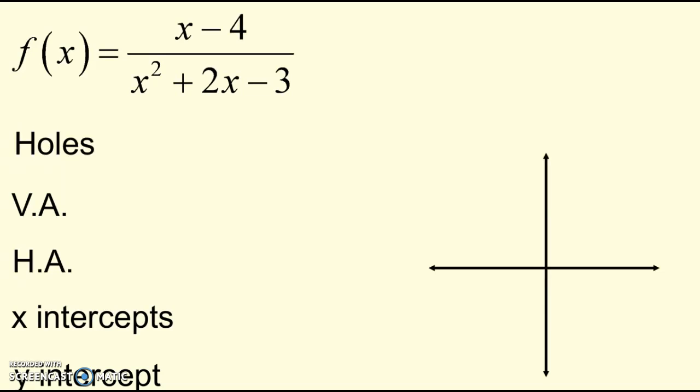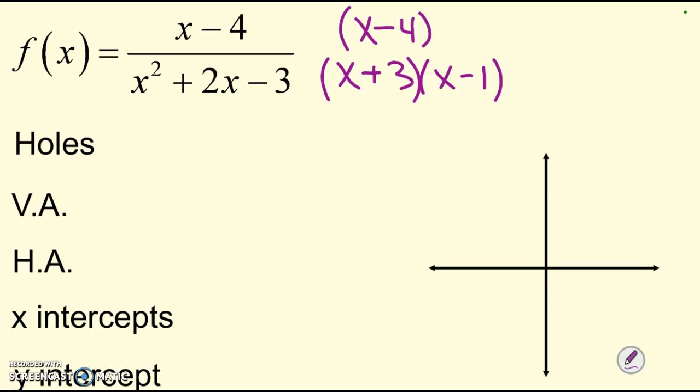Okay, one more example. This one's a little different. This one turns out to be a little different. We factor the denominator. We have x plus 3, x minus 1 over x minus 4. Okay, any holes in this one? Nah, no holes. Okay, any vertical asymptotes?